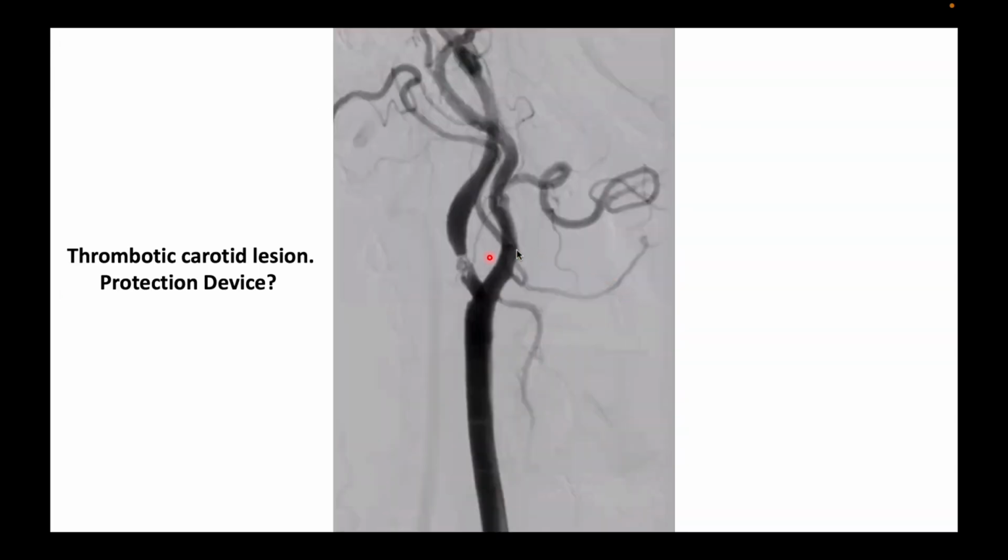And if you have a thrombotic lesion like this, here there is no problem. You can put in a MoMA device which will have one balloon in the external carotid and the other balloon in the common carotid, and you can safely then intervene on this.